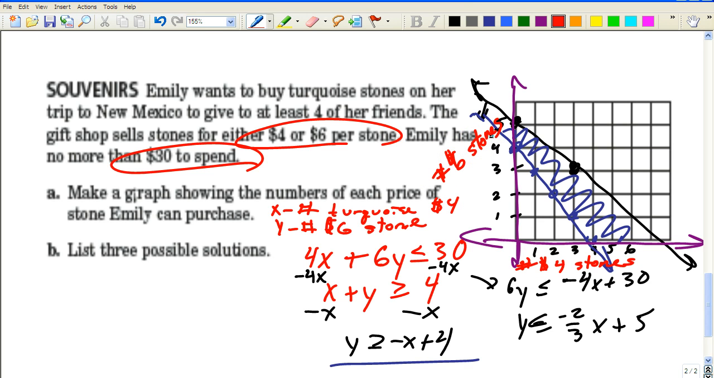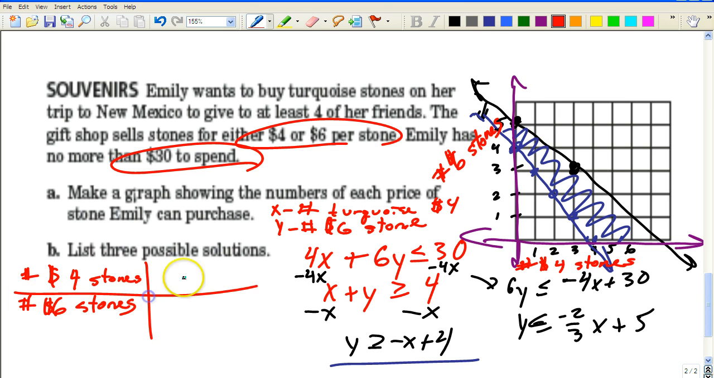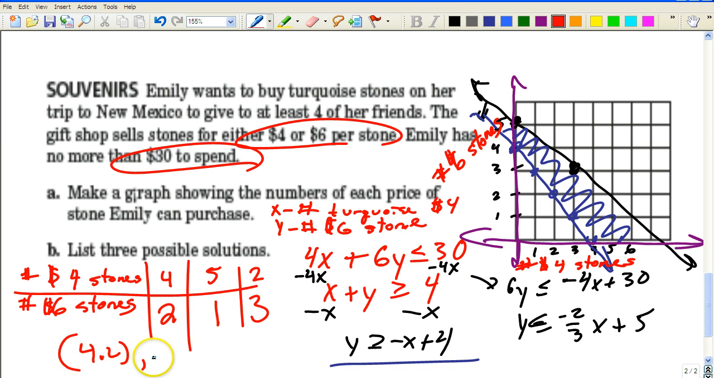Okay, list 3 possible solutions. Well, for number of $4 stones and number of $6 stones, I'm going to put this in a table just because it's easiest. So one solution would be 4 $4 stones and 2 $6 stones, or 5 $4 stones and 1 $6 stone, or we could do 2 $4 stones and 3 $6 stones. So some solutions: (4, 2), (5, 1), and (2, 3).